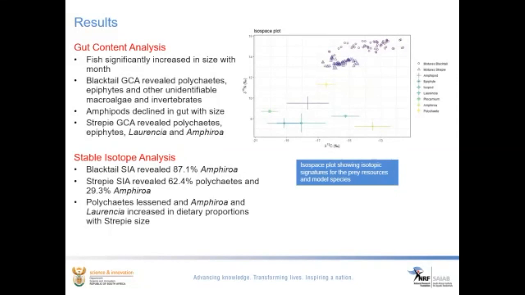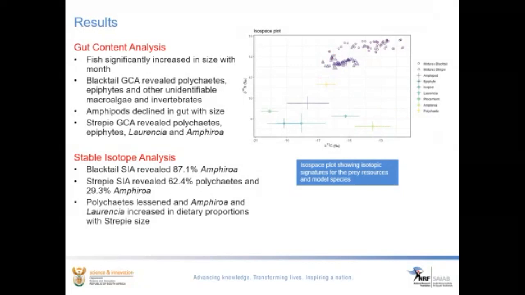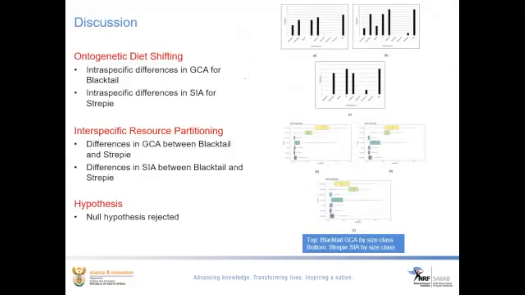Results from the stable isotope analysis revealed that blacktail were feeding predominantly on Amphiroa, and strepie were feeding on polychaetes as well as Amphiroa. Polychaetes lessened, and Amphiroa and Lawrencia increased in dietary proportions with strepie size. Early stage ontogenetic diet shifting is suggested by the differences in gut content for blacktail between size classes and the results from the stable isotope analysis for the strepie between size classes.